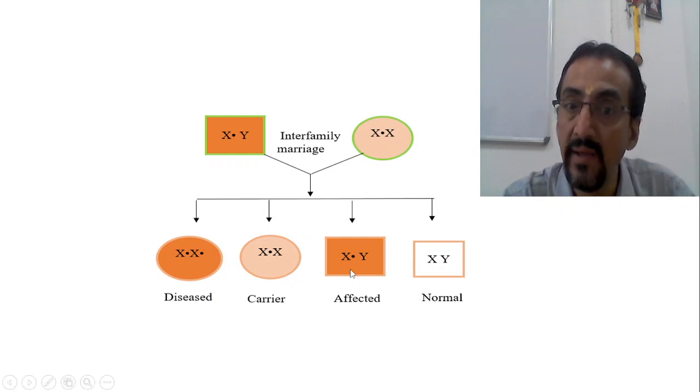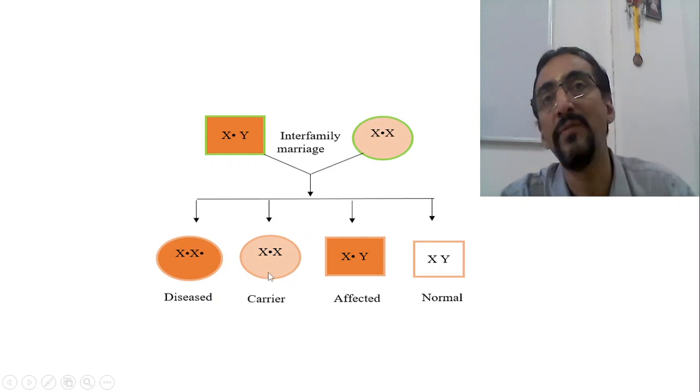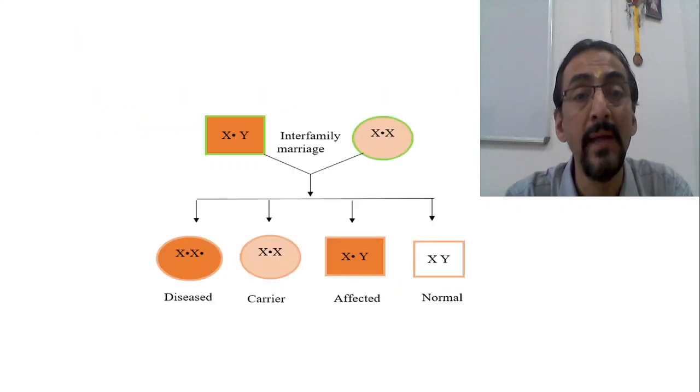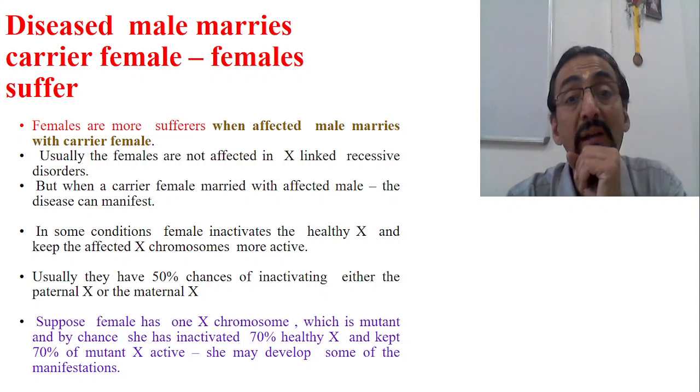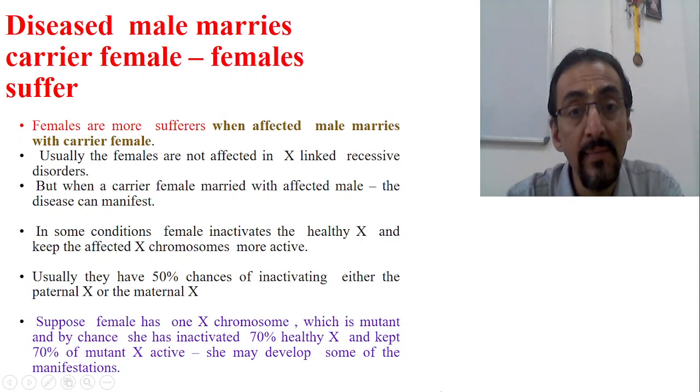Okay, one male will be affected. That means one male will be deceased. One female will be deceased. One female will also be deceased, and one female will be a carrier. Okay, one female will be a carrier. So what you can see here, females are more sufferers when an affected male marries a carrier female. Okay, if you look at this, females are more affected.